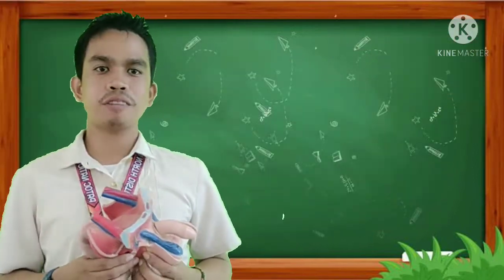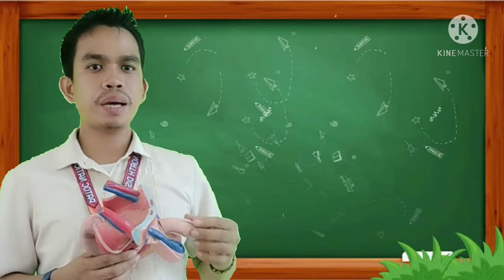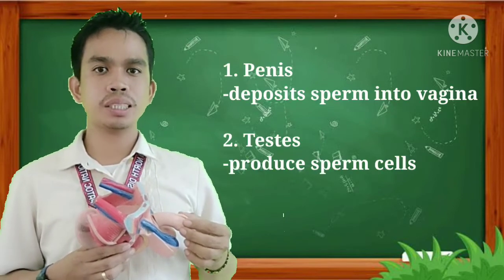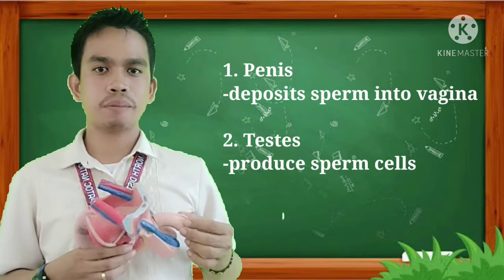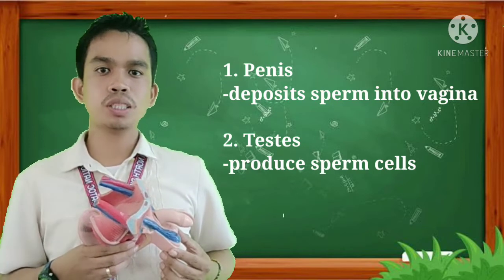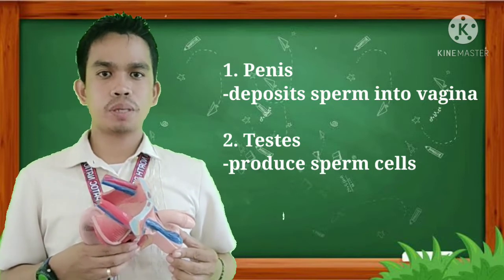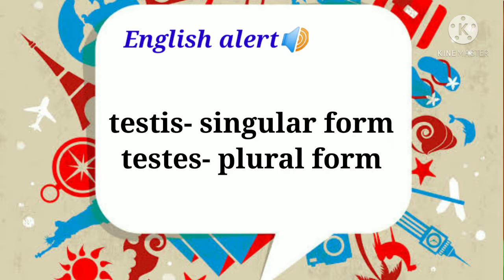Now let's discuss the functions of each part. The penis is responsible for depositing of sperm into the vagina. The testes here are responsible for the production of sperm cell. Testis, spelled as T-E-S-T-I-S, is just a singular form of the testes. When you spell it as T-E-S, T-E-S, that is the plural form for testes.